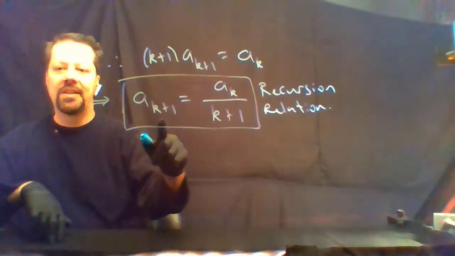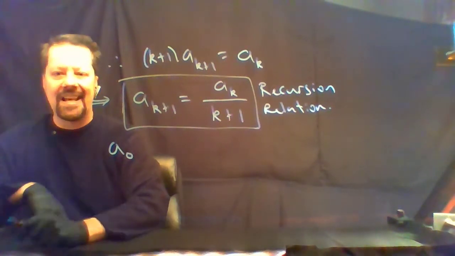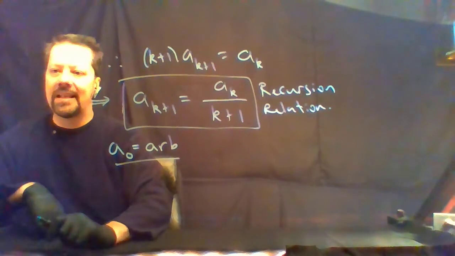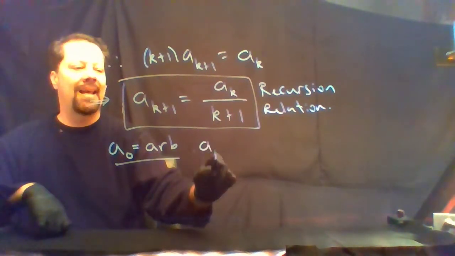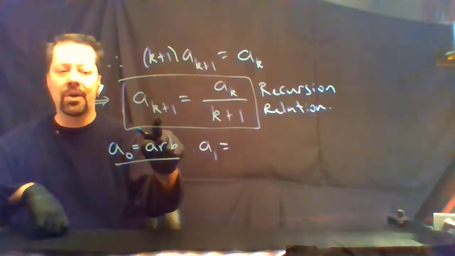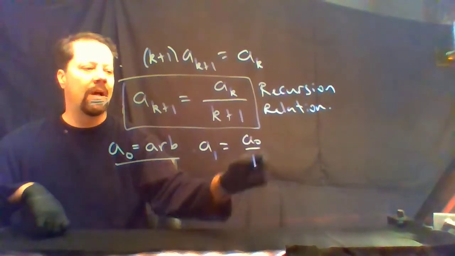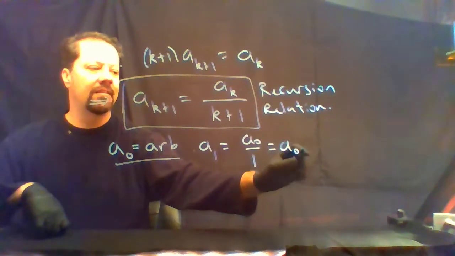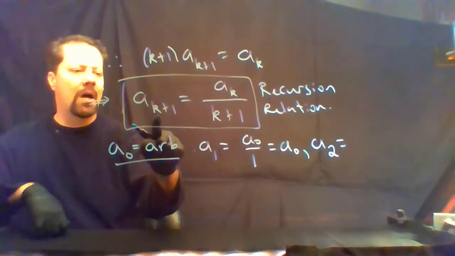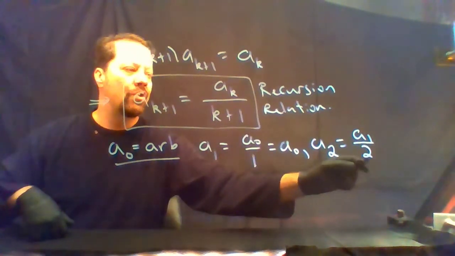Since an index is completely determined by the previous index, there is no previous index for a0, which means a0 will be arbitrary. We'll just let it be an arbitrary variable. a1 is what you get when you plug in k equals 0 everywhere inside of the recursion relation. a1 is going to be a0 divided by 1, which is the same as a0. a2 is what you get when you plug in k equals 1 into the recursion relation. That's going to be a1 divided by 2.